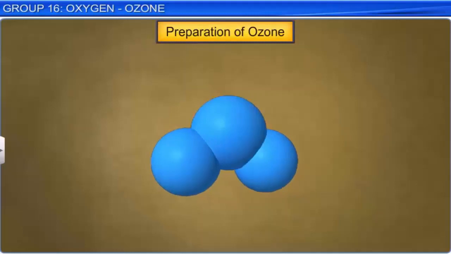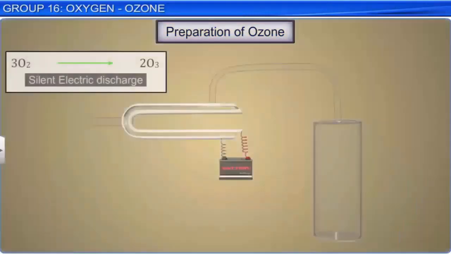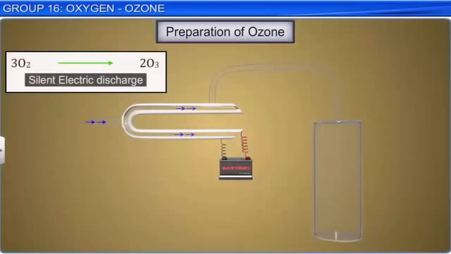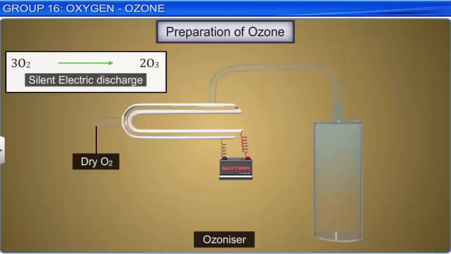Let's now look at the preparation of ozone. Ozone is prepared by passing a silent electric discharge through dry, pure and cold oxygen in a special apparatus called the ozonizer. Concentrations of up to 10% of ozone are obtained in this way.